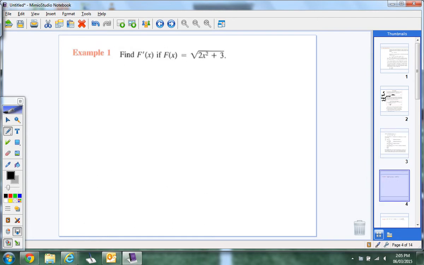So we want to find f prime of this. What we're going to do is I'm going to show you the u, what I'm talking about. So what would you want your substitution to be? Where would you want u to go? Like what would u be? It's the inside. So u is 2x squared plus 3.